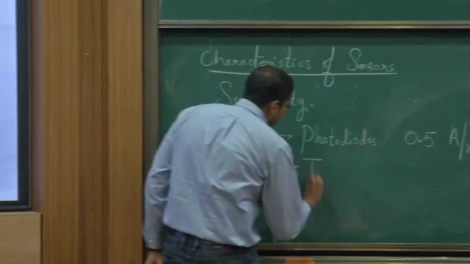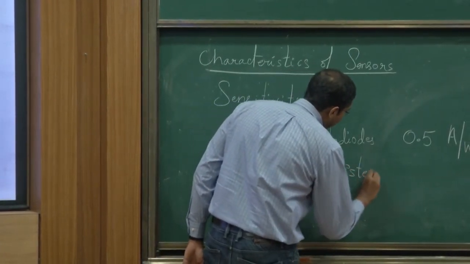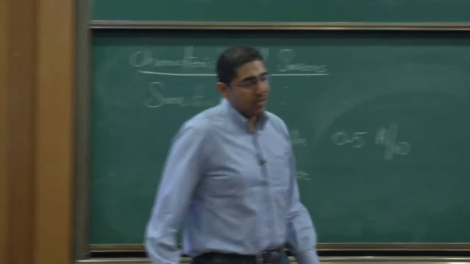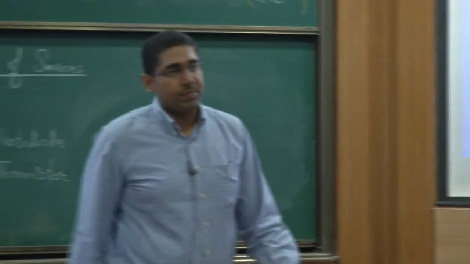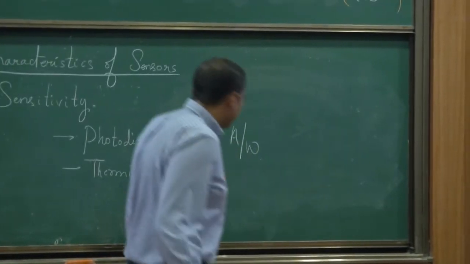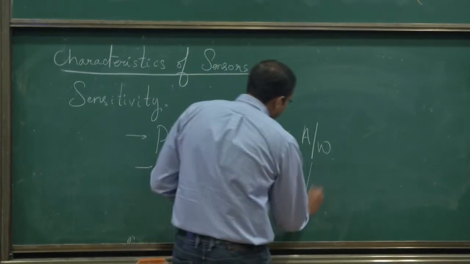In the case of, let's say, thermistors, whose resistance changes with temperature, what is the approximate value? What is the input to a thermistor? Temperature, right?